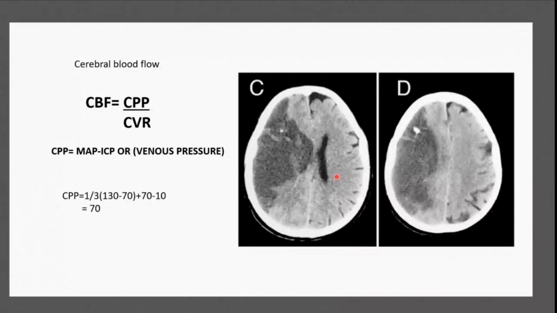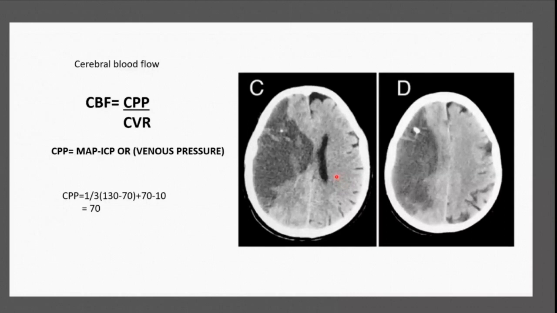Cerebral perfusion pressure is the difference between the arterial pressure and the venous pressure. The venous pressure is almost always equal to the intracranial pressure. Sometimes, in normal physiological conditions, not pathological conditions, the venous pressure is slightly higher than the intracranial pressure, by 2 to 3 millimeters mercury.